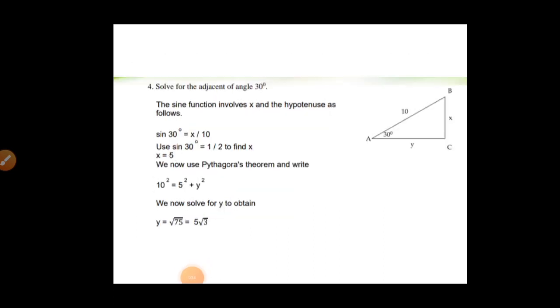Fourth, solve for the adjacent of angle 30 degrees. The sine function involves x and the hypotenuse as follows. Sine 30 degrees is equal to x over 10. Use sine 30 degrees is equal to 1/2 to find x. X is equal to 5. We now use Pythagoras theorem and write 10 squared is equal to 5 squared plus y squared. We now solve for y to obtain y is equal to square root of 75, which is equal to 5 square root of 3.